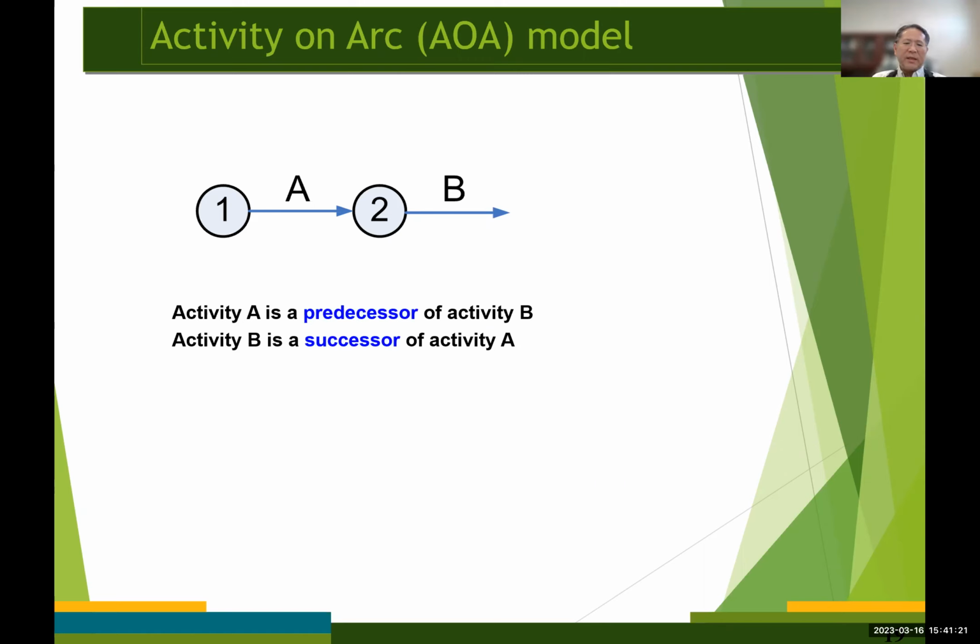In this case, each node in an AOA network represents the completion of one or more activities, right? So node number 2 in our case represents the completion of activity A and the beginning of activity B. Activity B, of course, cannot begin until activity A has been completed. Is that right?